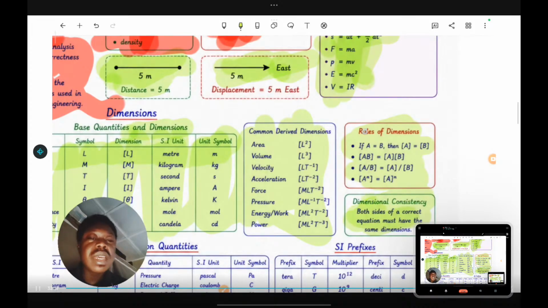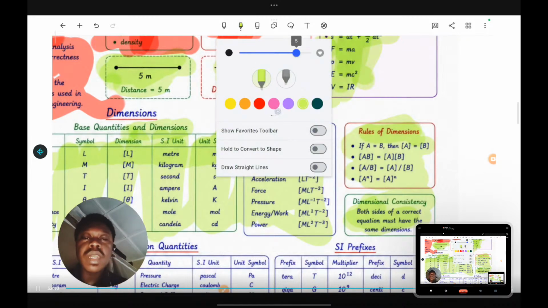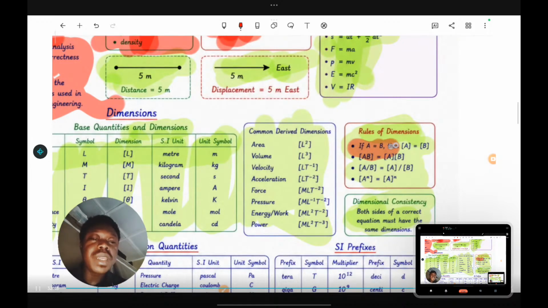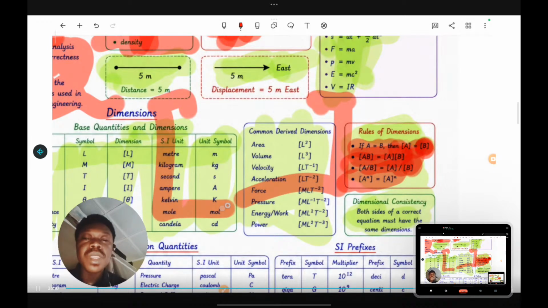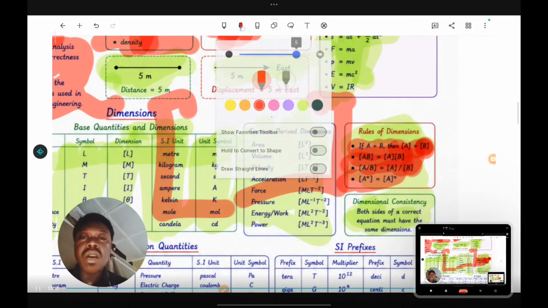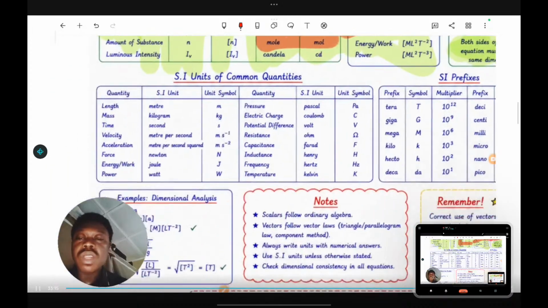Rules of dimension. Look at this rule: if A equals B, then open bracket A close bracket equals this. What it means is that you put them in brackets. These types of brackets are what you are going to use for this particular rule, not the curly or curved brackets, but these square brackets. You use them in the dimensional formula. Take note of all this.